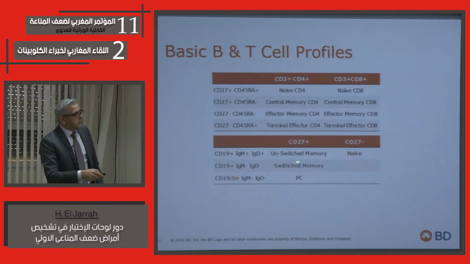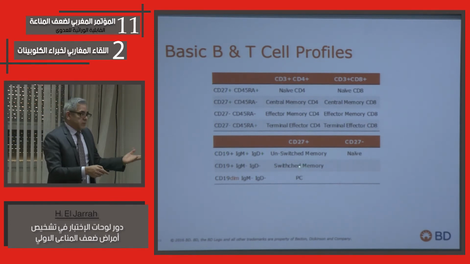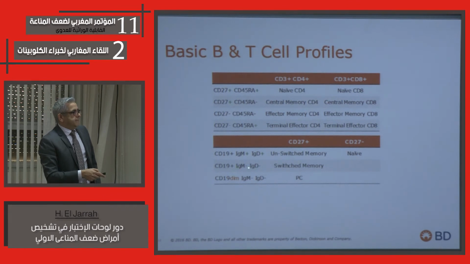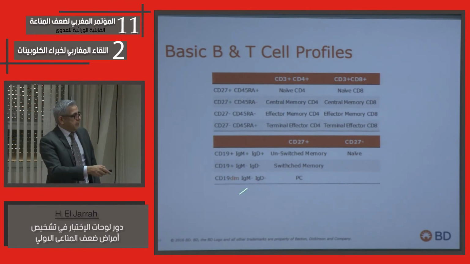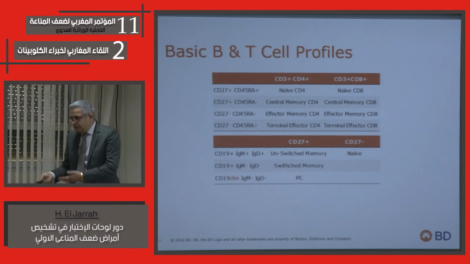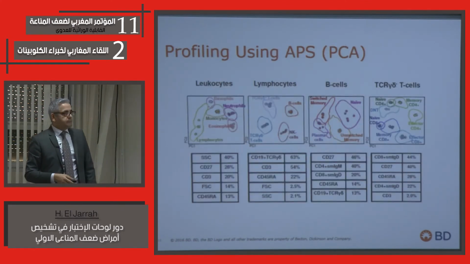And if you look at the B cells, if they are CD27 positive with both IgM and IgD, they would be unswitched memory. If they lost the M and D, they would be switched. If CD19 is downregulated with both M and D negative, then that would probably be a plasma cell.